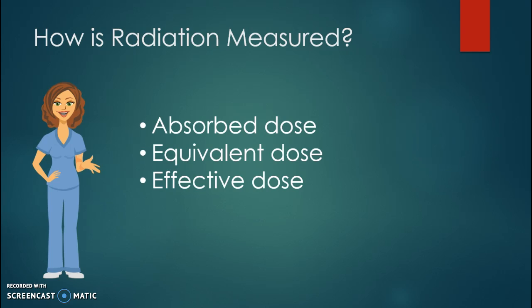Effective dose is the last. It is a calculated value. It's measured in millisieverts, mSv. It takes 3 factors into account: absorbed dose of all the organs of the body, the relative harm level of the radiation, and the sensitivity of each organ in the radiation field.